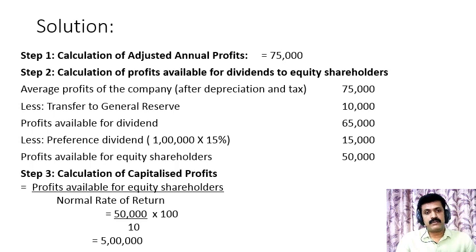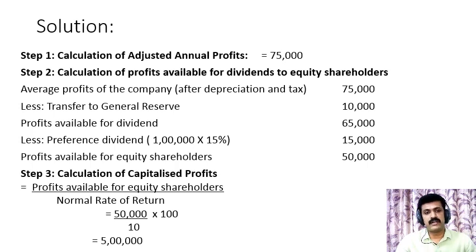Now in step 1, we will calculate the adjusted annual profits. Here it is directly given in the problem as 75,000. We can take that amount. In step 2, we have to calculate the profits available for dividends to equity shareholders. So it starts from the average profits of the company after depreciation and tax 75,000. From that we have to deduct transfer to general reserves 10,000. The resulting balance can be treated as profits available for dividend.